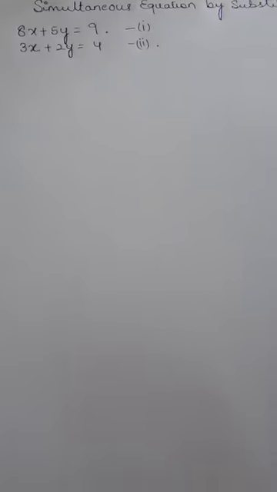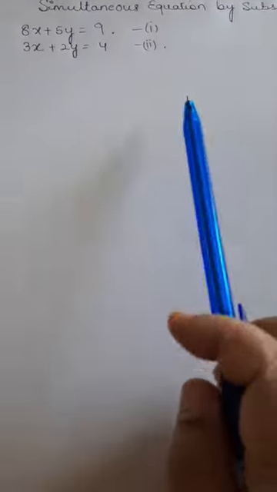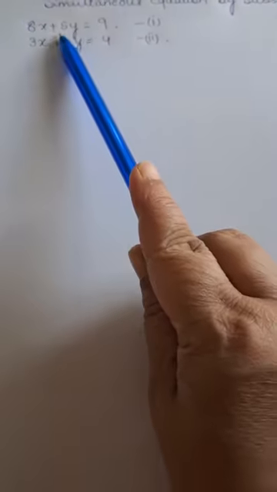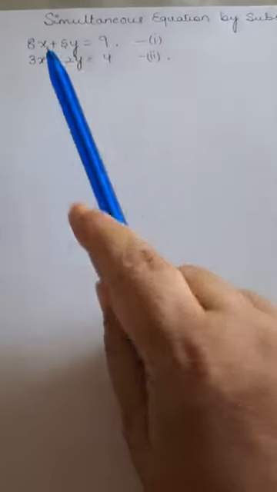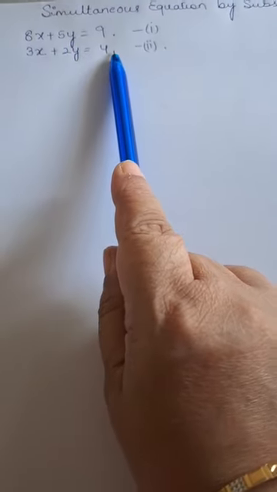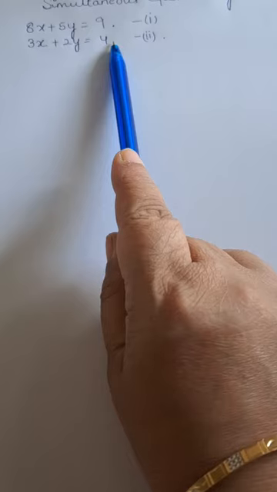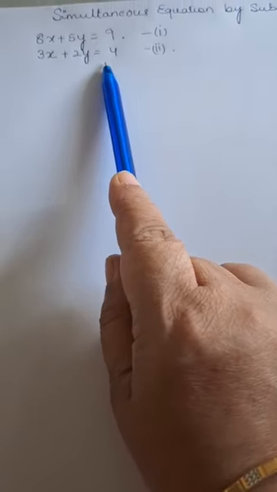Hi, we'll be learning today simultaneous equation by substitution method. What does substitution method mean? That we will first find the value of x in terms of y from any of these two equations, and then put that value of x in the other equation. Fine, so let's see this.